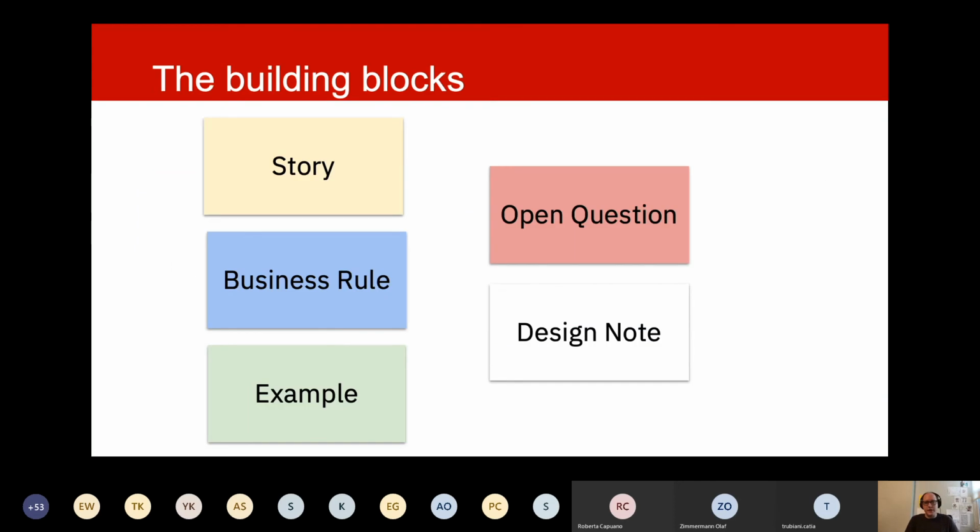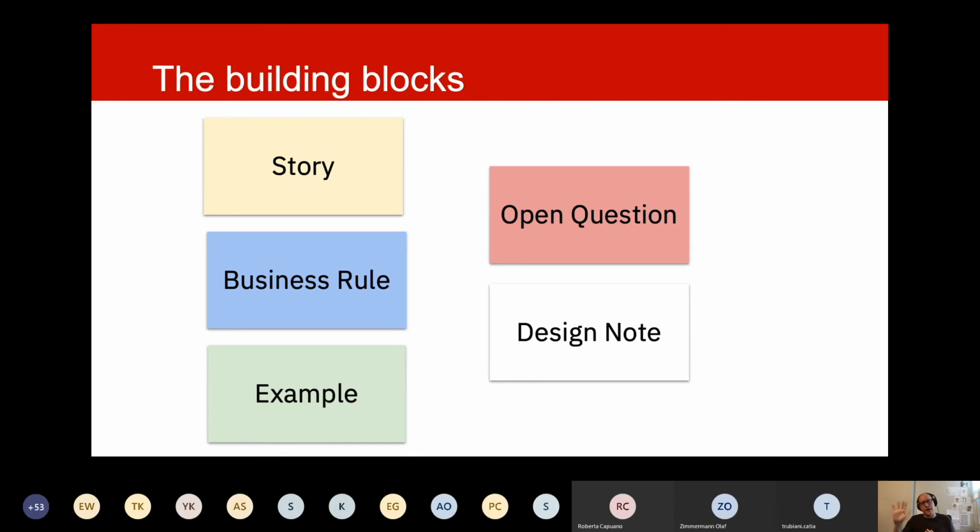There are three basic building blocks to building an example map. The story, which was that statement we saw earlier, a business rule, which is an explanation of some logic with a clear pass-fail criteria. And then the examples, which are concrete instantiations of that business rule.